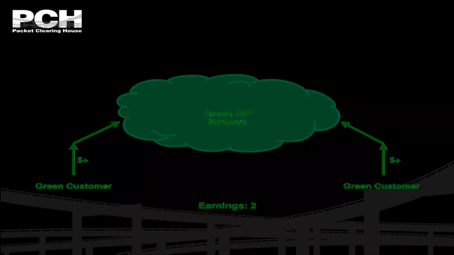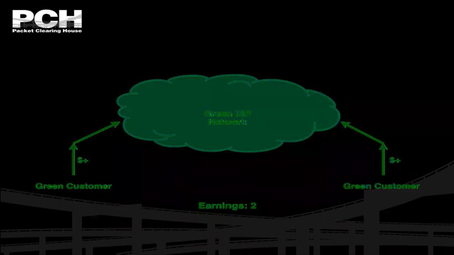There's only 3 ways that traffic can flow in an internet network. So the slide in front of you should show you a sample internet network, Network Green. Network Green has, in this case, 2 customers who need to conduct a transaction between them. Both these customers are on Network Green's network. So how does Network Green monetize this?